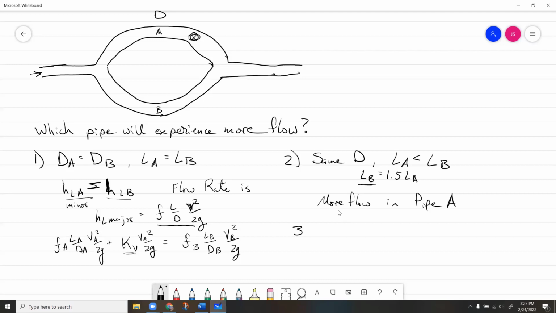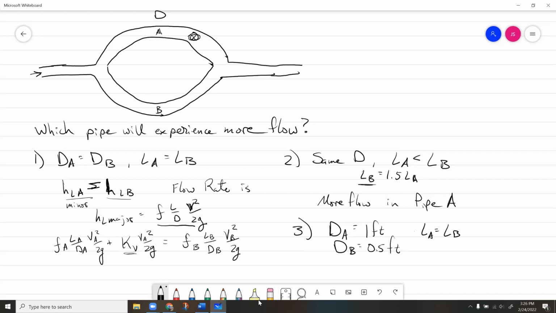Okay, so last one we'll do, we're going to take away, let's see here. Yeah, okay, we'll keep that valve in there. We'll say diameter A is equal to 1 foot and diameter B is equal to 0.5 feet. And Sam, since we haven't gotten to you, we'll ask you which one you think is going to have more flow. So same lengths this time and different diameters. This one might be a little more complicated because we know we're going to have a higher velocity probably in pipe B since it's a smaller diameter.